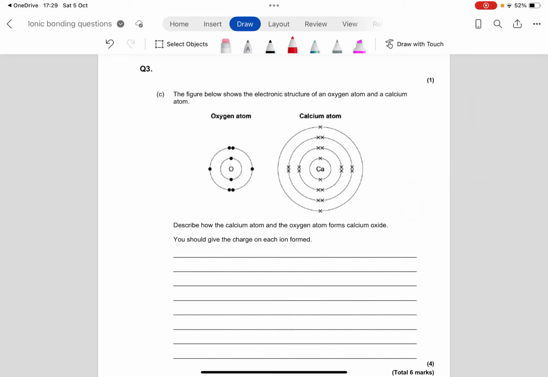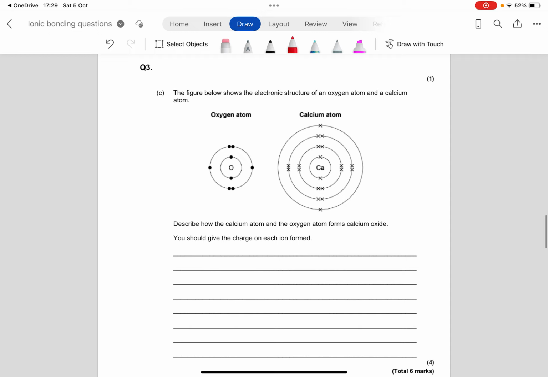Okay, so question 3, it says the figure below shows the electronic structure of an oxygen atom and a calcium atom. So I'm just going to underline those because it's telling me that these are the atoms. This time it's slightly harder than the last ones that we've done because it doesn't show you what the ions look like, but it does show you what the atoms look like, what we started with. So let's have a little look at them. Before we move on, I just want to see what I can see.